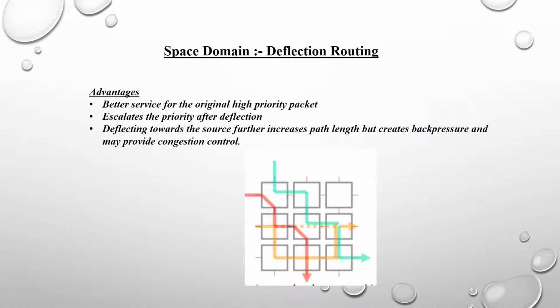Moving to the space domain, deflection routing. If two inputs, blue and red as shown in the figure, are choosing the shortest path, whereas the orange is on the longer path, when they get deflected, links become passive delay line buffers. But the advantage of this method is that better service can be provided to the original high priority packet, and it escalates priority after deflection.